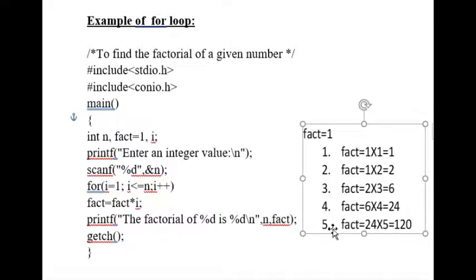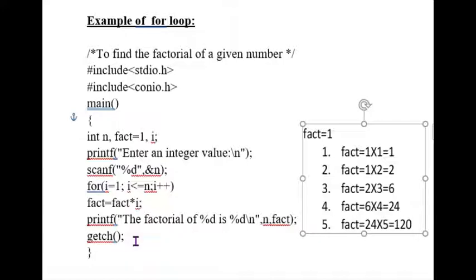So finally the value of fact becomes 120, and this 120 will be displayed by the printf output function: printf, the factorial of %d is %d. That means the first %d is the value n and the second is fact, where 120 is stored. 5 will be displayed in place of n, and 120 will be displayed in place of fact. So our output will be the factorial of 5 is 120, and getch will terminate the program.